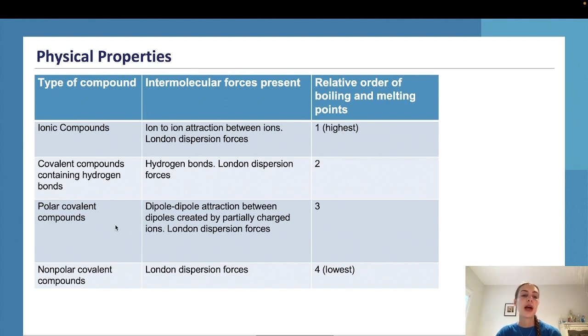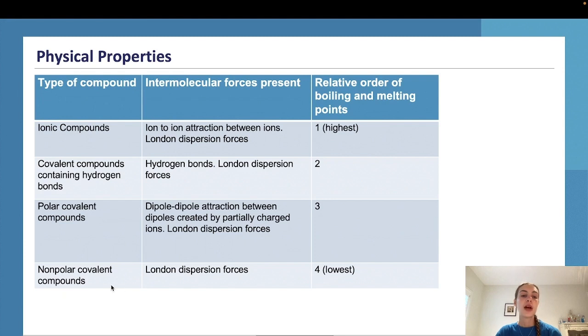The next one we can look at is the polar covalent compounds. Polar covalent compounds are going to have a dipole-dipole interaction between the dipoles which are created by partially charged atoms. This will be a slight difference in electronegativity, resulting in partial positivity and partial negativity in the molecule. They'll also have London dispersion forces like any other molecule, and so hence they are next in the rank of height of melting and boiling points.